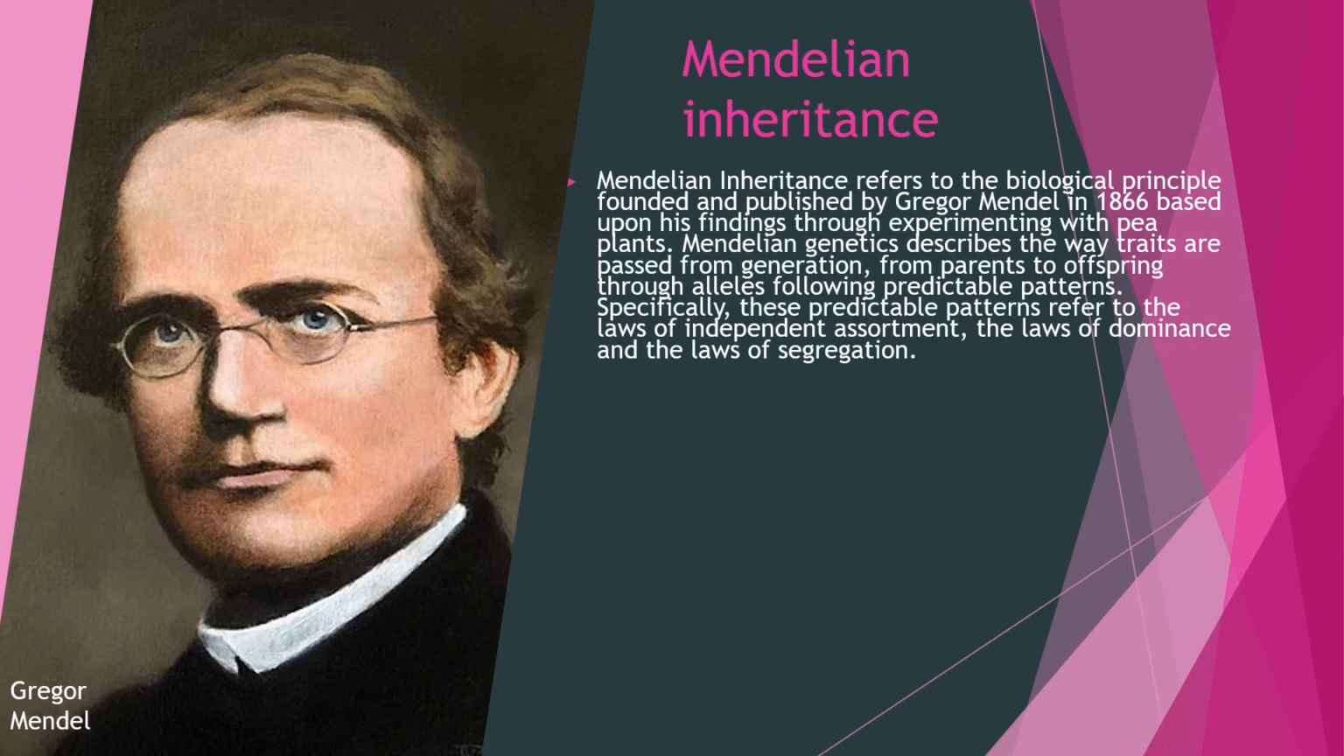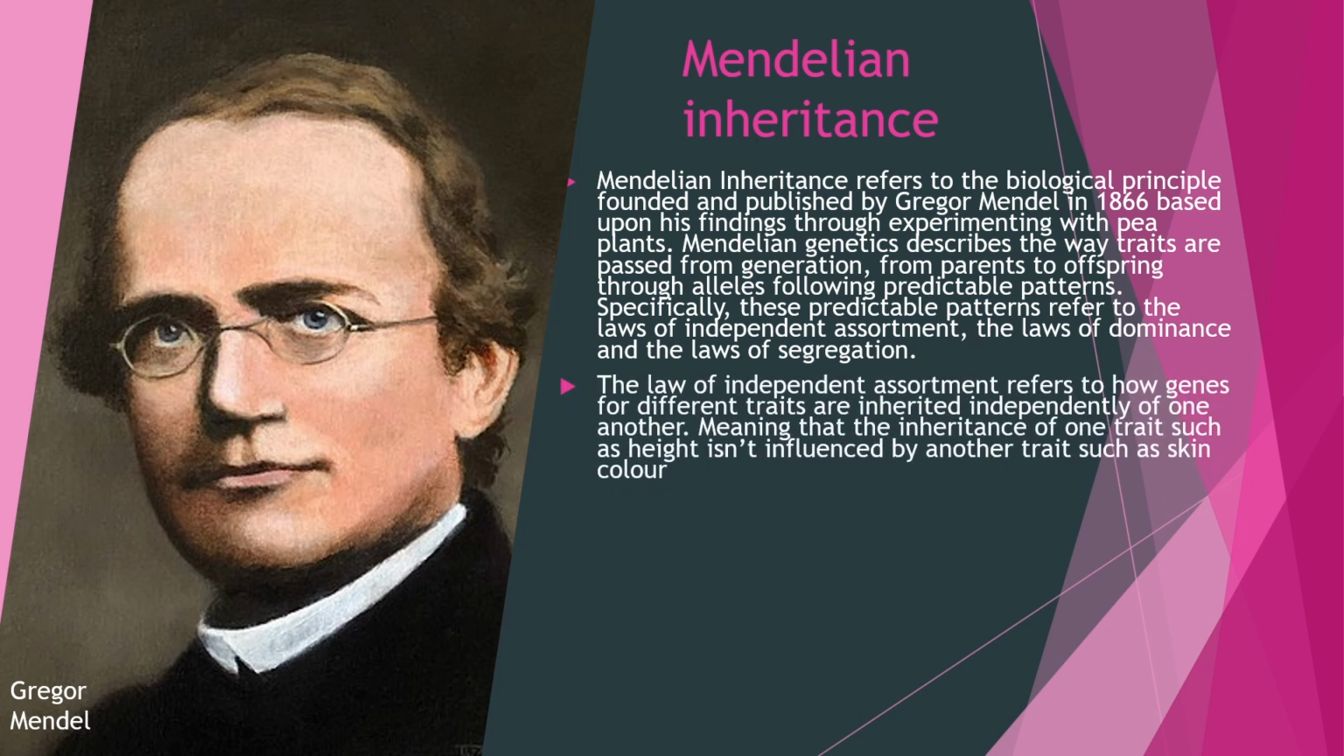Mendelian inheritance refers to the biological principle founded and published by Gregor Mendel in 1866 based upon his findings through experiments with pea plants. Mendelian genetics describes the way traits are passed through generations from parents to offspring through alleles following predictable patterns. Specifically, these predictable patterns refer to the laws of independent assortment, dominance, and segregation. The law of independent assortment refers to how genes for different traits are inherited independently of one another, meaning that the inheritance of one trait, such as height, isn't influenced by another trait, such as skin color.